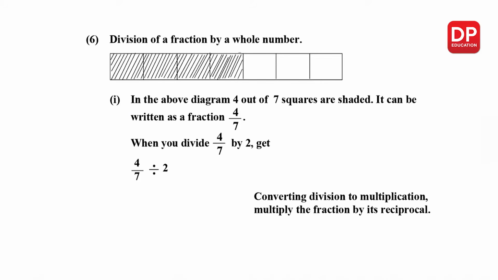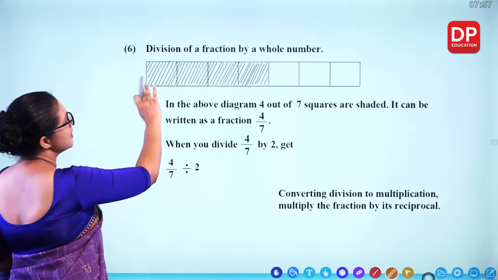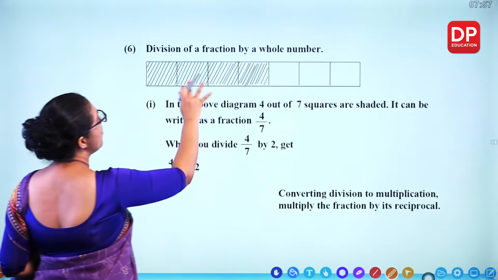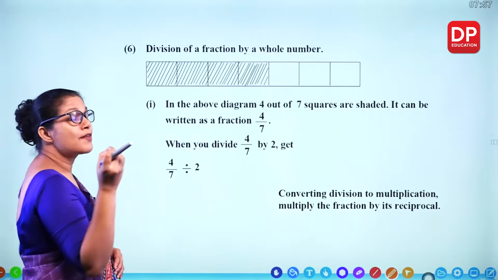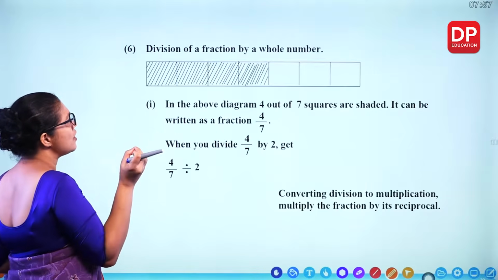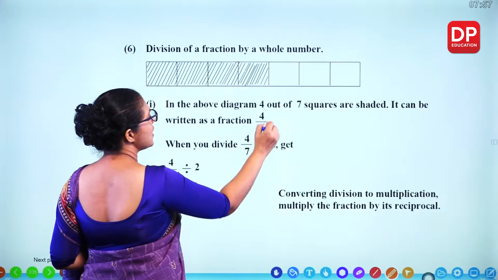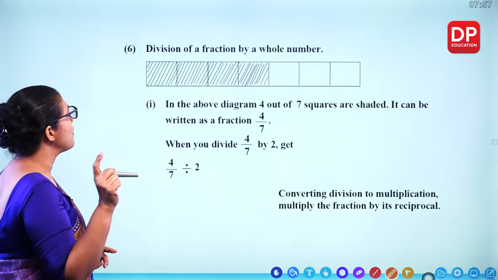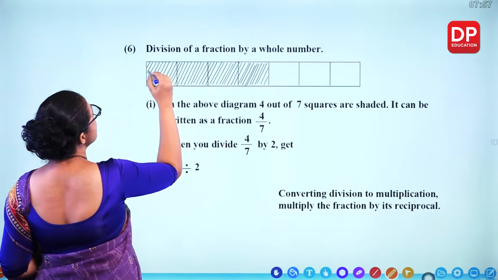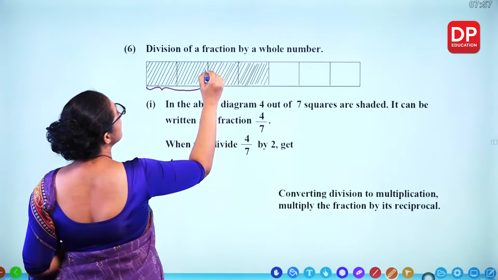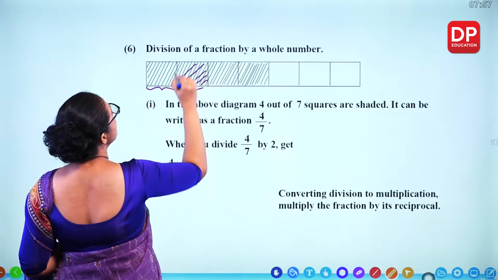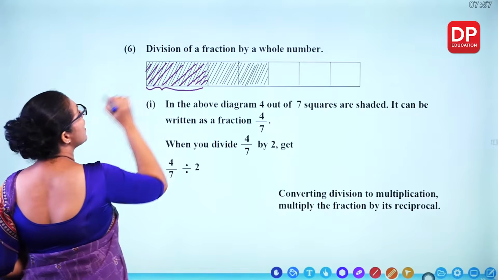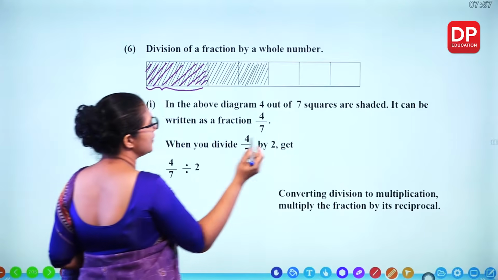Now we'll look at division of a fraction by a whole number. Look at this diagram. 7 parts are there and 4 parts are shaded. So what's the fraction of the shaded region? 4 out of 7. Now if you want to divide this by 2, how many parts can we see? When you divide by 2, you get 2 parts out of 7.